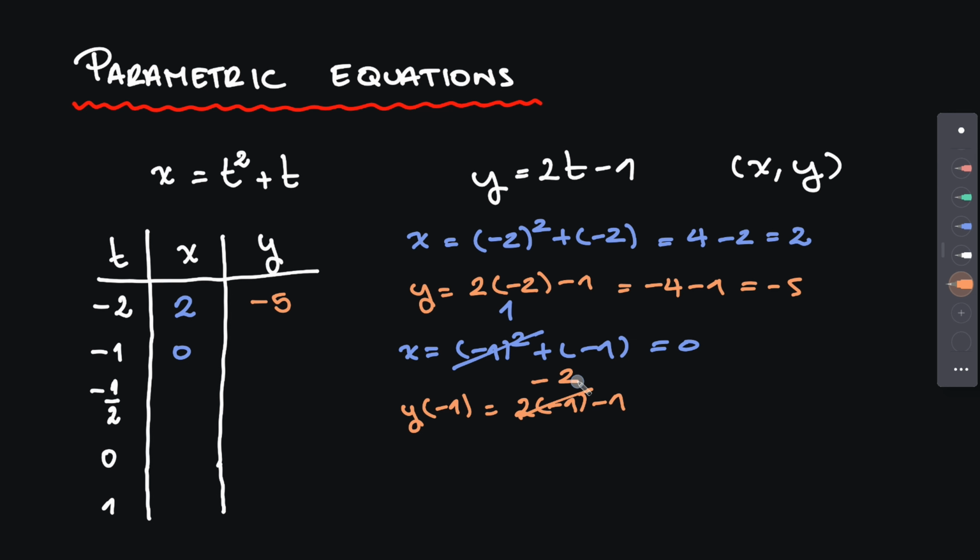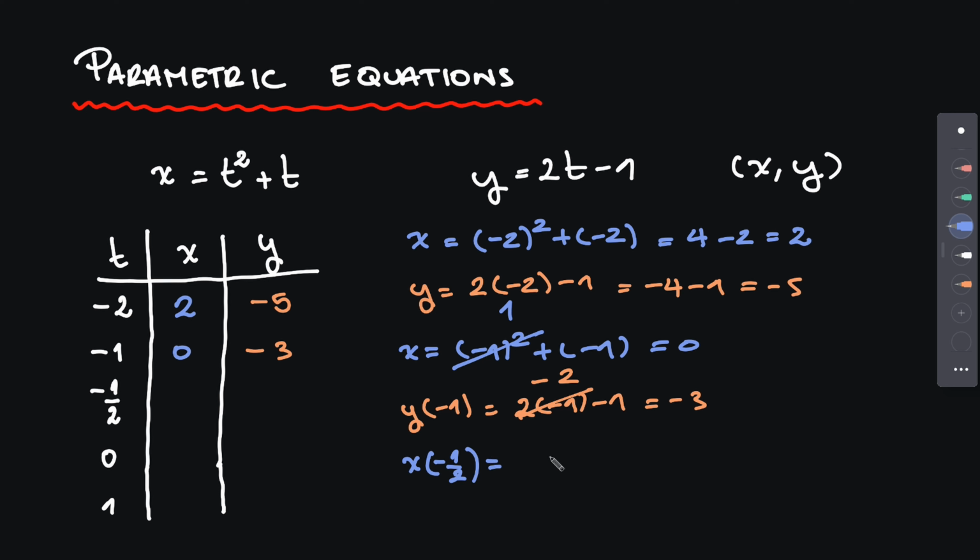This is -2. -2 minus 1 will be -3. So for -1, if the value for t is -1, then our value for y is -3. For t equal to -1/2, okay, so x of -1/2. Remember, both notations are good.